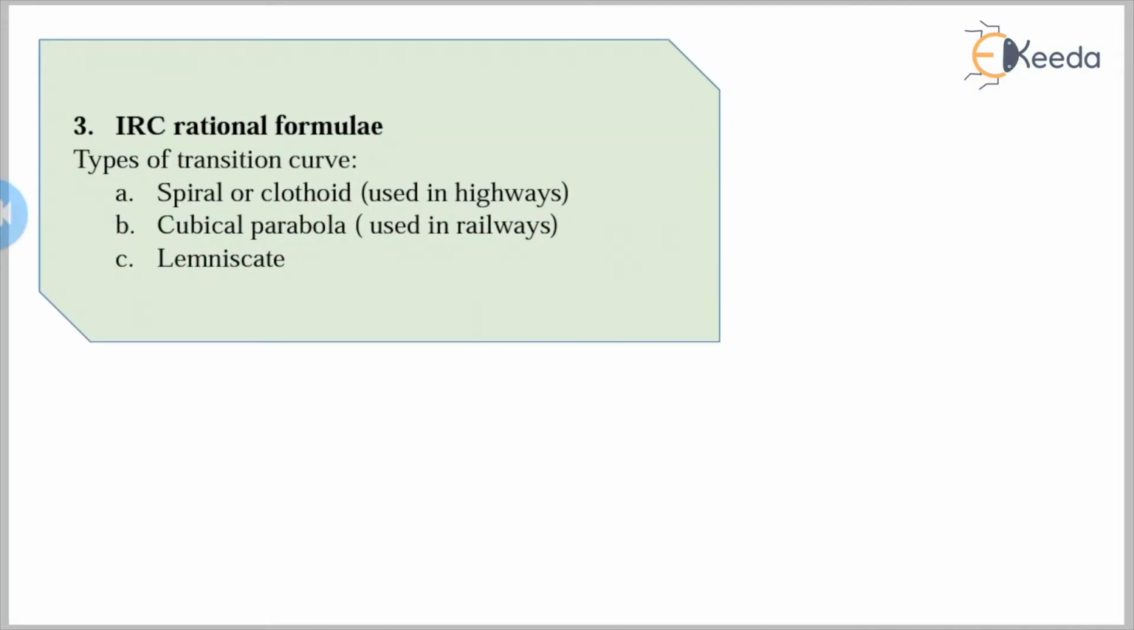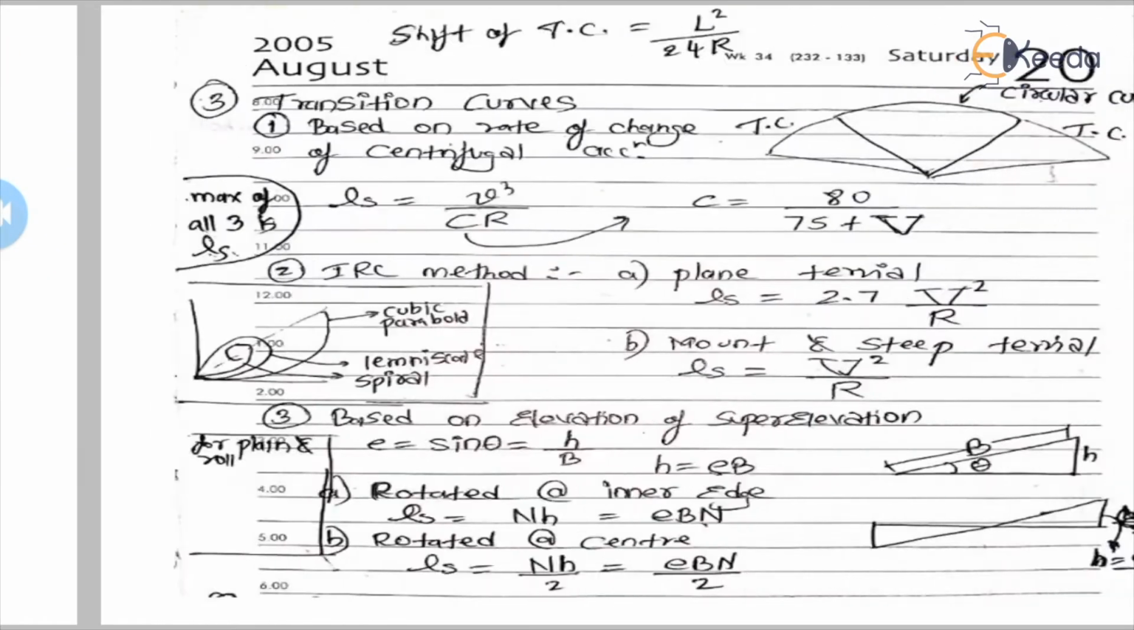Then the third is the IRC rational formula. Types of transition curve: there are 3 types. The spiral or clothoid, which is used in Indian highways, the cubical parabola, which is used in railways, and the lemniscate. The spiral or clothoid is adopted in Indian highways as the length is inversely proportional to the radius of the curve. These are the 3 types of transition curve: spiral or clothoid, cubical parabola, and lemniscate.